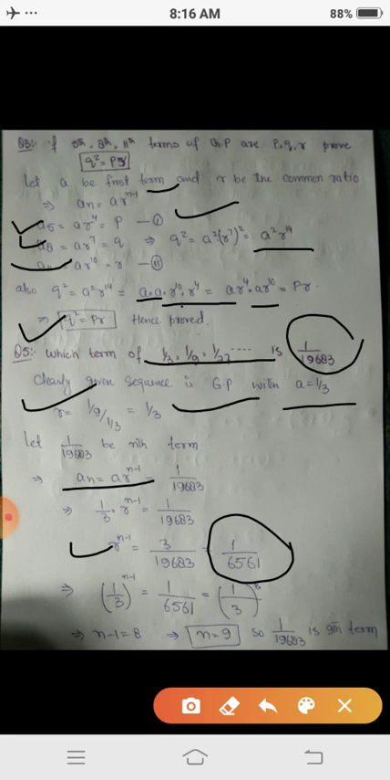Now r is here 1 by 3, which implies that (1 by 3) whole raised to power n minus 1 is 1 upon 6561. But 6561 is 3 raised to power 8, which implies that 1 upon 6561 becomes 1 upon 3 whole raised to power 8. Now when bases are same, powers should be same, which implies that n minus 1 is equal to 8, or n equals 9. This means that this given term is the ninth term of this sequence.